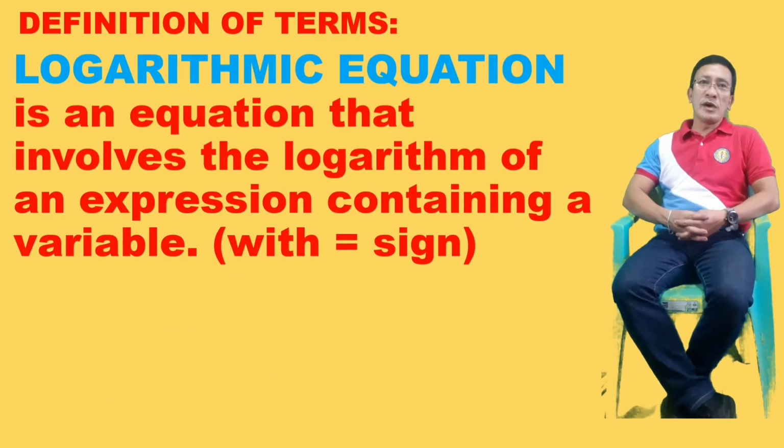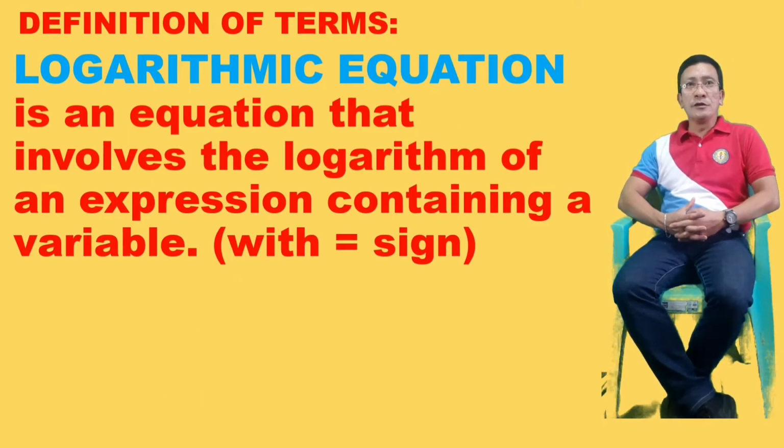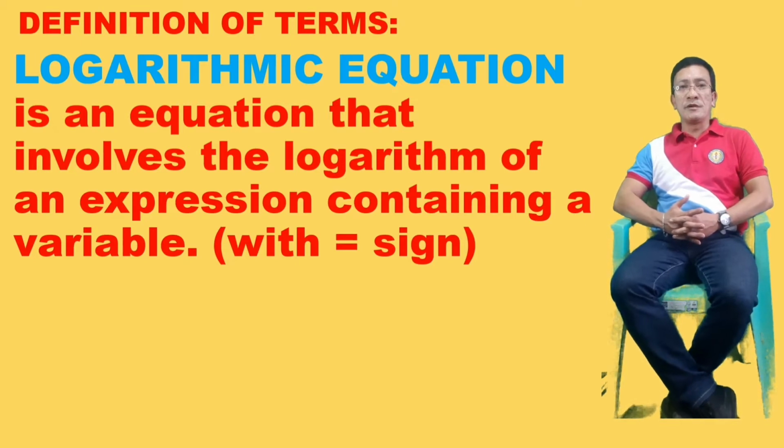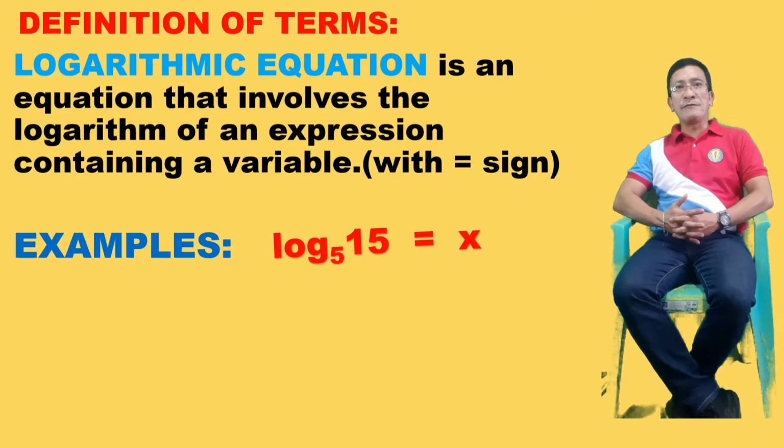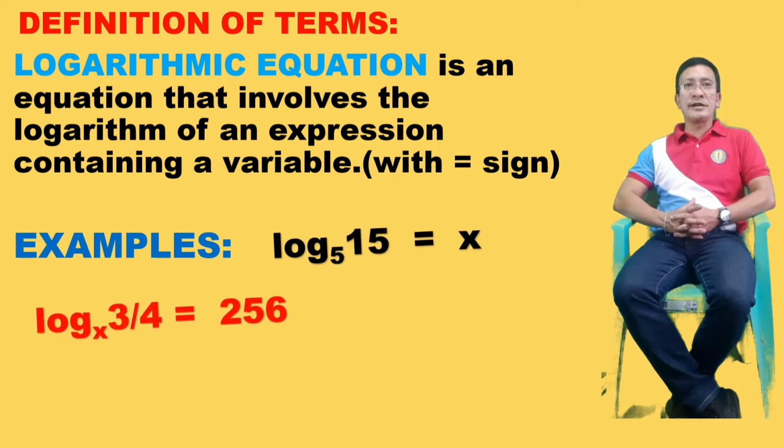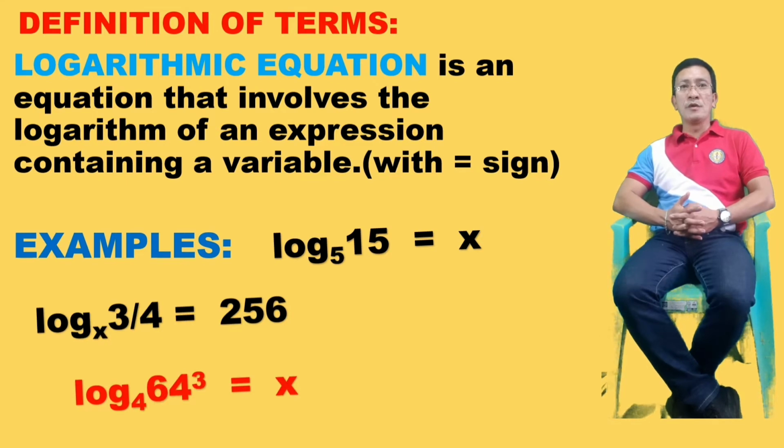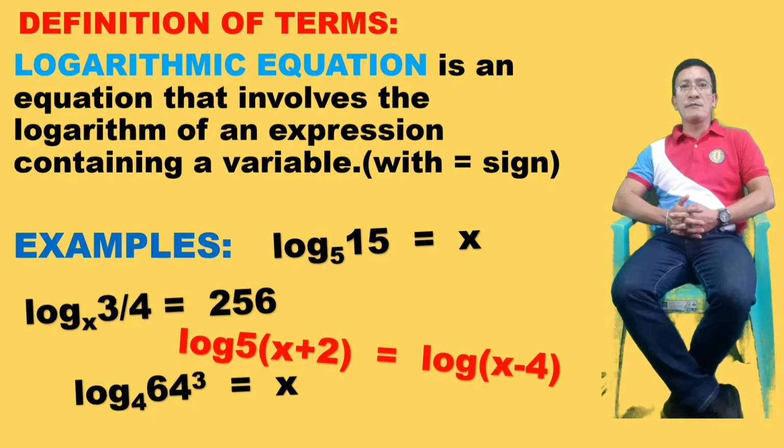Next, a logarithmic equation is an equation that involves the logarithm of an expression containing a variable and with an equal sign. Examples of logarithmic equations are log of 15 with base 5 equals x. Another, log of 3/4 with base x equals 256. Next, log of 64 cubed with base 4 equals x. And last but not the least, log of 5 quantity x plus 2 equals log of quantity x minus 4.